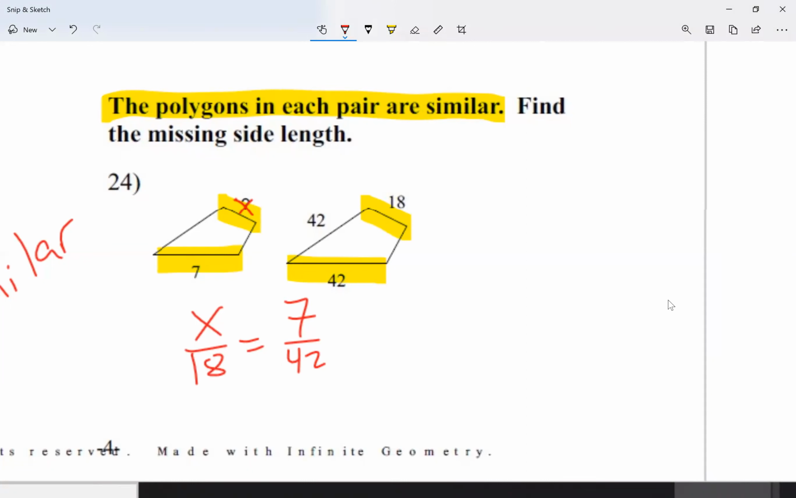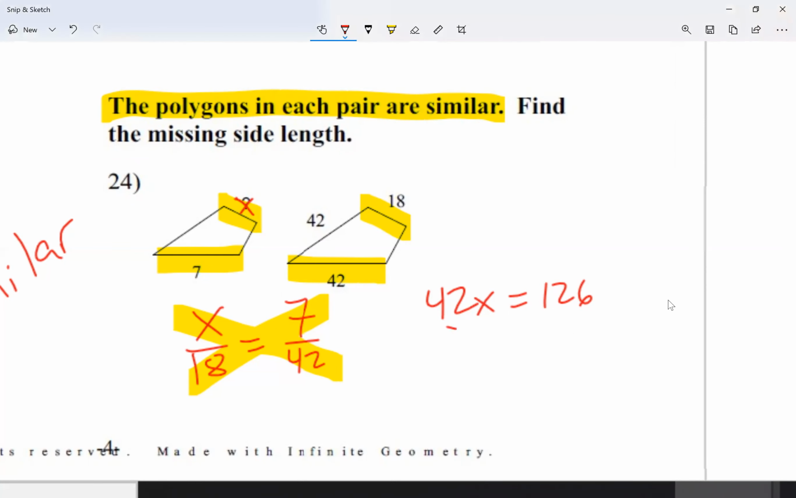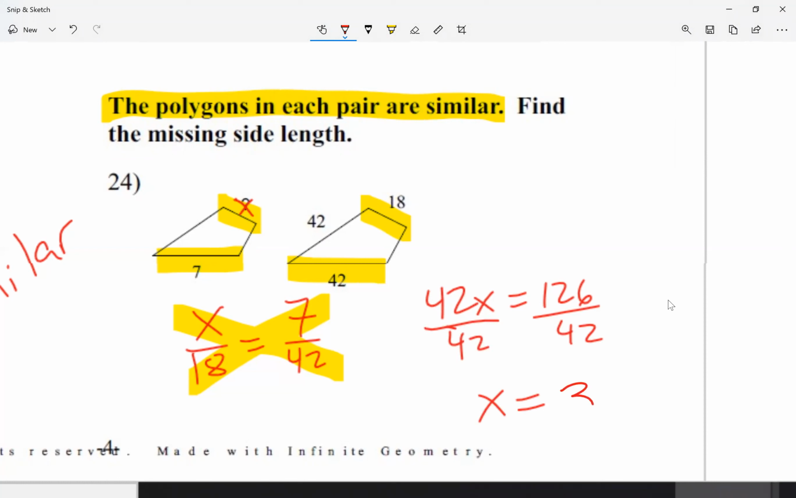And then I'm just going to cross multiply. We can simplify if we wish. I'm just going to cross multiply. So I'm going to have 42X is equal to 126. Remember, 42 times X equals 18 times 7. That's how I got the 126. All right, now to get the X by itself, let me divide both sides by 42. So X is going to be equal to 3.